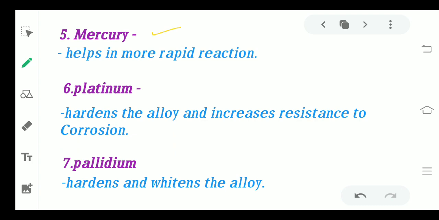Moving to the next element, that is mercury. Mercury basically helps in a more rapid reaction. Next is platinum. Platinum hardens the alloy and increases the resistance to corrosion. The next element we have is palladium, which hardens the alloy and whitens the alloy. Another one which whitens the alloy is silver.